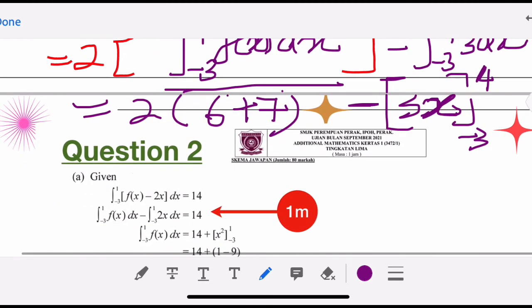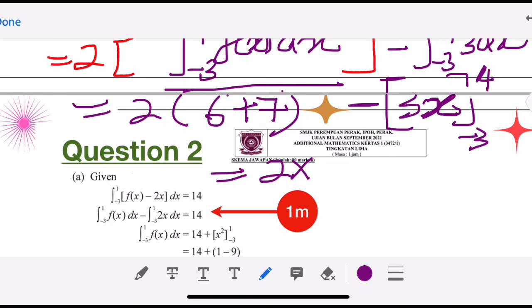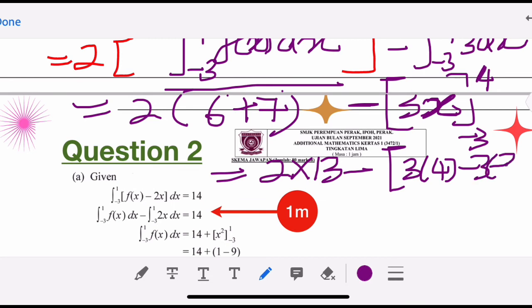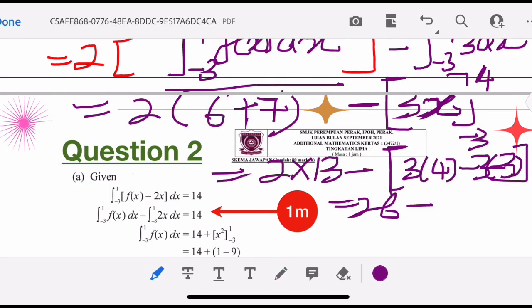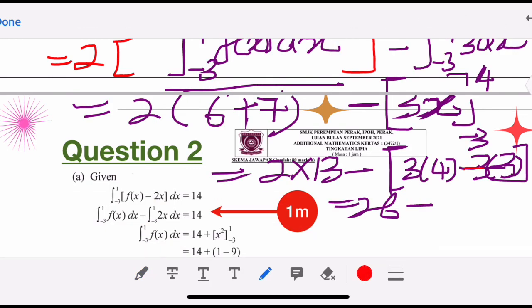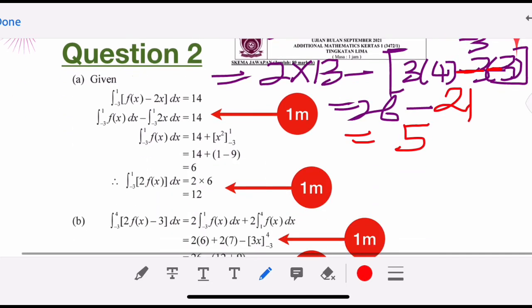Right, so the answer that you got will be 2 times 13 minus 3 times 4 minus 3 times negative 3. So the answer will be 26 minus 12, minus and minus here. Be careful. Okay, here is negative and negative. So it is 21. So the answer is 5, right? So the answer is 5.